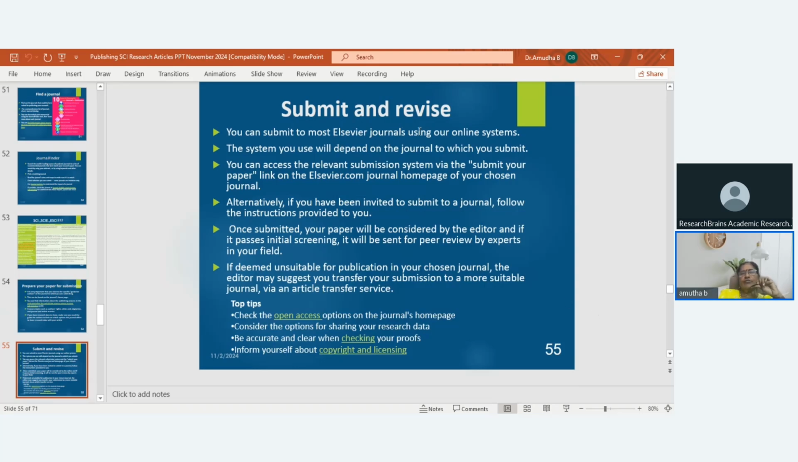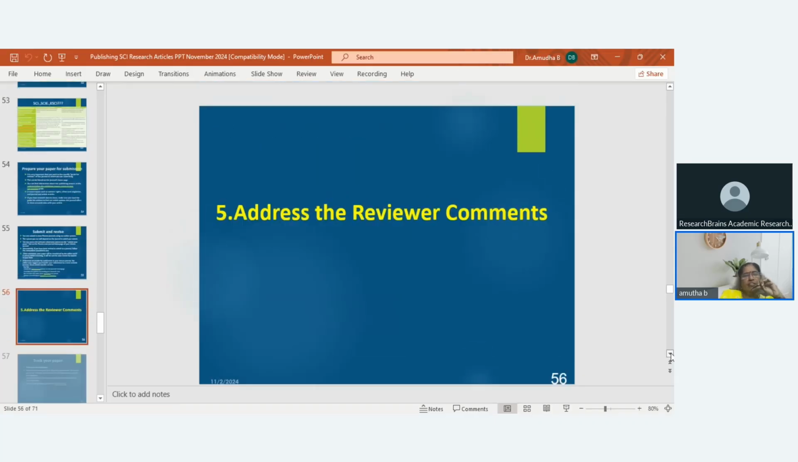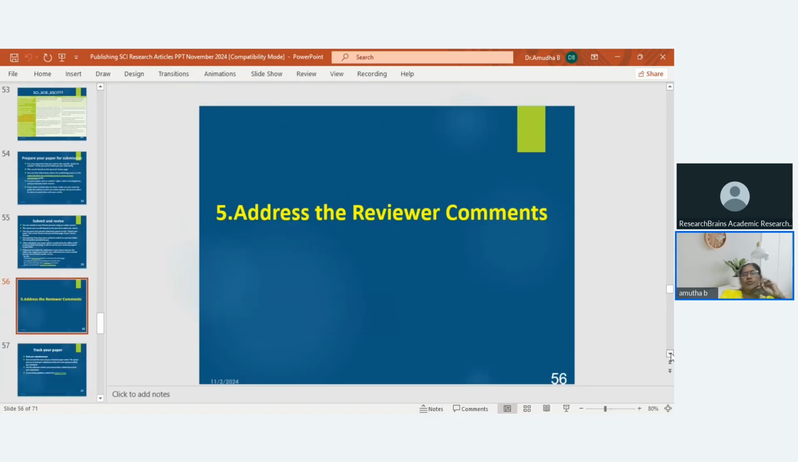Most Elsevier journals use online systems. So through that we can apply to most of the journals, even IEEE Transactions and other journals, they are also using online access only. Elsevier is providing a lot of guidance for the authors to publish your paper. And finally, you have to give your copyright form also. Check the open access options available on the journal's homepage, and check the proofs, copyright and licensing. If you visit Elsevier, you can find a lot of inputs and guidelines on how to submit your paper to the particular journal.